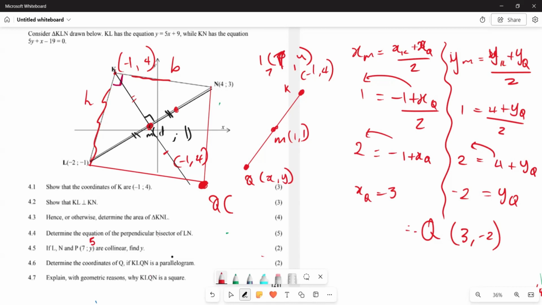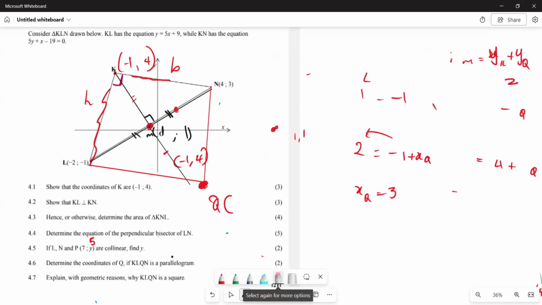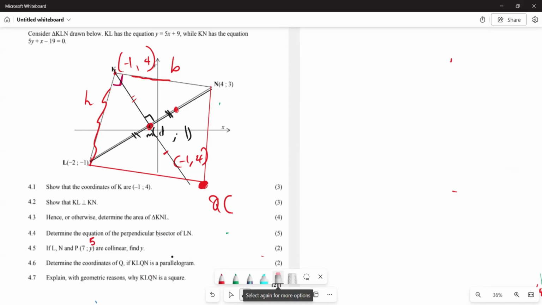Now let's move swiftly along to the next question. Now that we have our point Q, we can simply move on. The next question says: explain for what geometric reason KLQN is a square. Why is KLQN a square? This is almost simple.